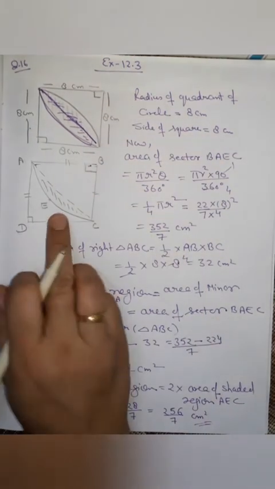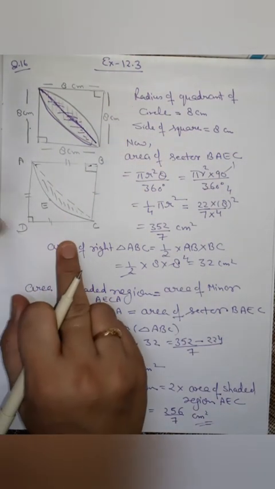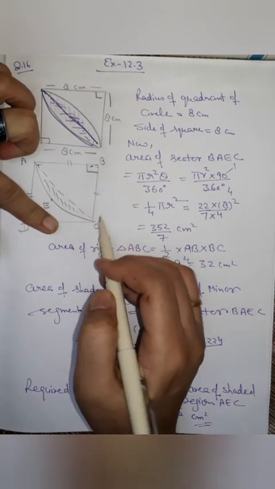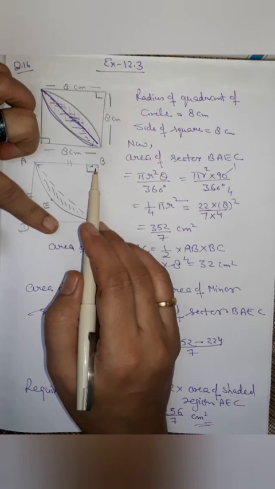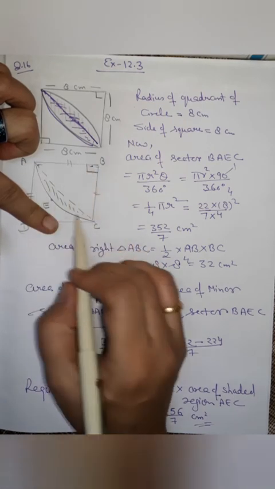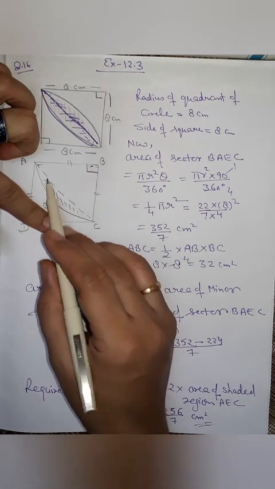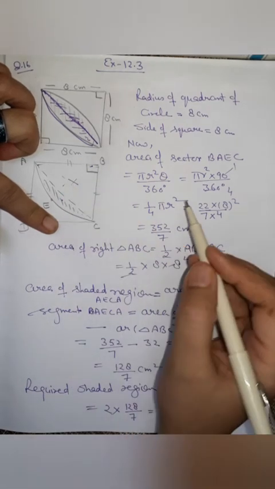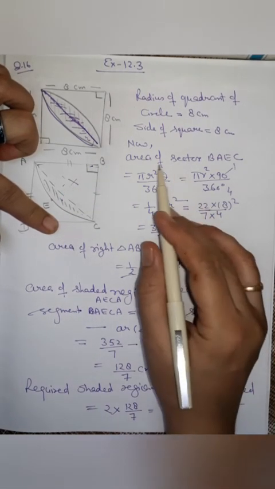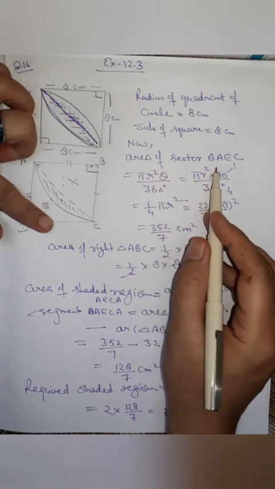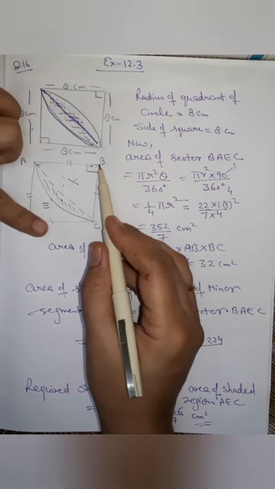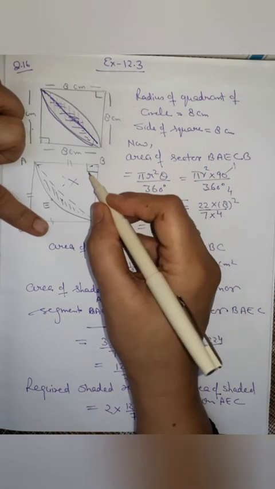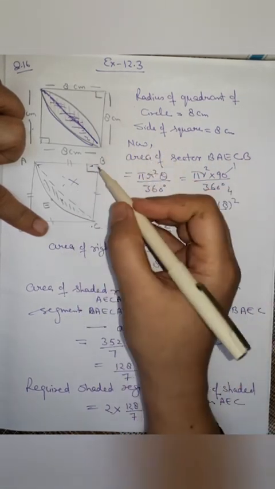What we will do, we can see here, if we draw a diagonal of the square, we will have a shape like this. Now if we hide this, we know this is a quadrant of a circle with radius 8 centimeter. If we have to find this area, we will subtract the area of this triangle. In the same way as before, area of sector BAEC.